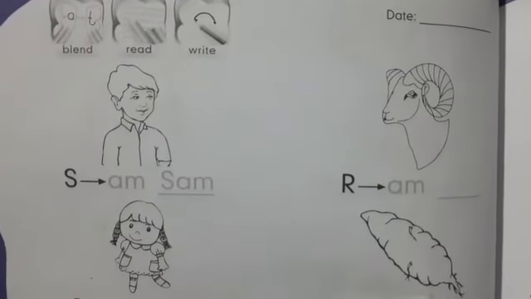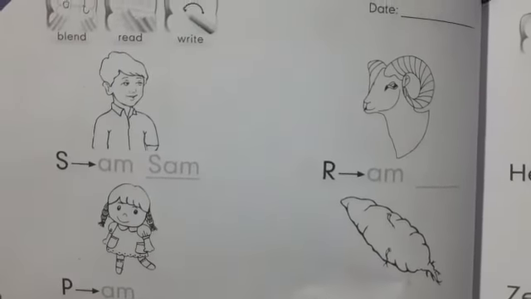First, you will blend. And then, you will read. And then, you will write in the blanks. And then, you will color in given pictures. Okay, students?